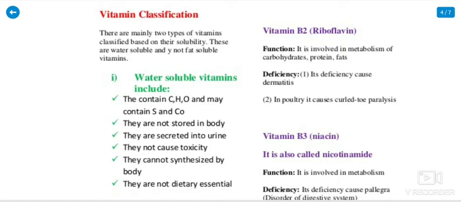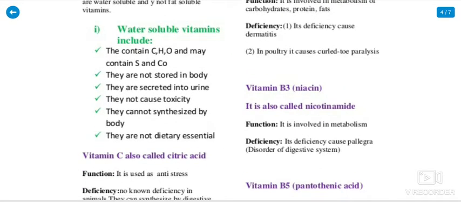There are mainly two types of vitamins classified based on their solubility: water soluble and fat soluble vitamins. Water soluble vitamins contain carbon, hydrogen and oxygen, and they may contain sulfur and CO, carbon monoxide.